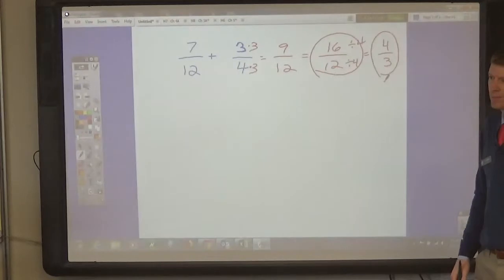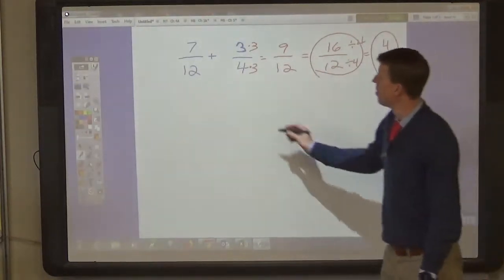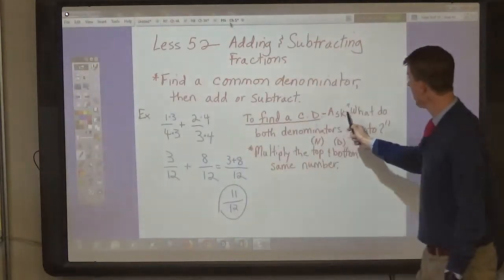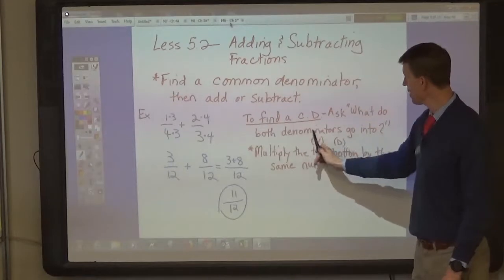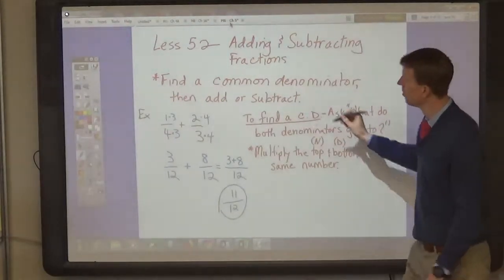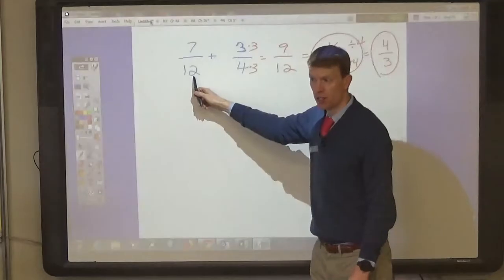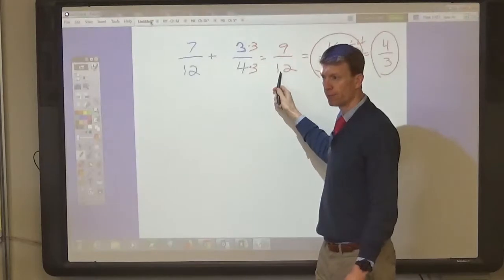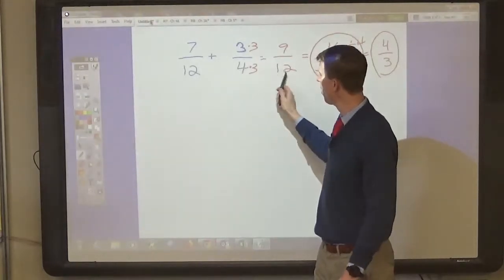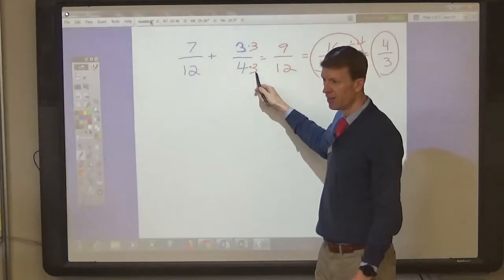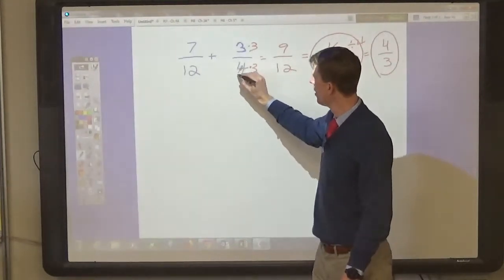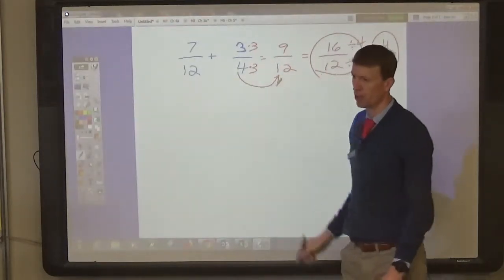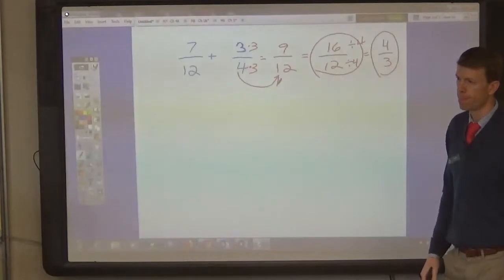1 and 1/3. Addie? Where'd you get the 3? Why are you dividing? Well, because when we go back to our procedure, it says find a number, or what do both denominators go into? 12. Right? And 12 goes into 12. The number always goes into itself. And 4 goes into 12. 4 goes into 12 3 times. That's where the 3 came from. We'd ask, how many times does 4 go into 12? And that helps us find the number to use to multiply. Okay?